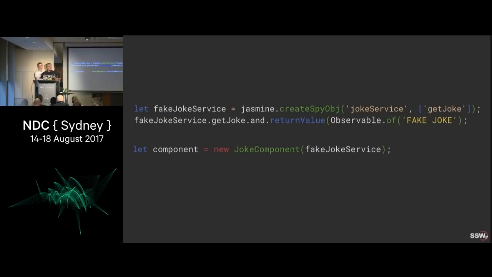An alternative to creating our own fakes is to use Jasmine spies. With a Jasmine spy, we can take an object, pass it in, and then put behavior or override behavior on that object. In this case, we're taking a joke service and saying, let's get the getJoke method and attribute this particular behavior. It's going to return a value, and the value it's going to return is an observable of fake joke.